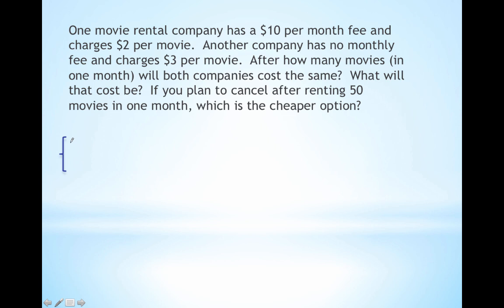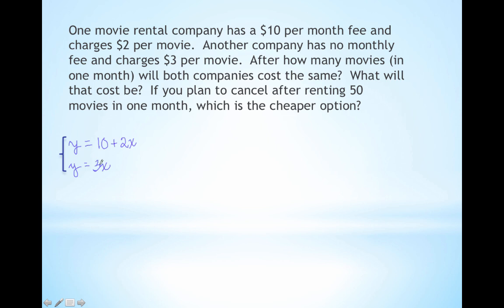So company one, I know that y equals that $10 per month fee, and I'm only looking at 1 month, so 10 is just my one-time charge, plus $2 per x will stand for the number of movies. So I've got 10 plus 2x for my first equation. In my second equation, y equals, there is no initial charge, but I do have a $3 per video charge or per movie charge for company 2.